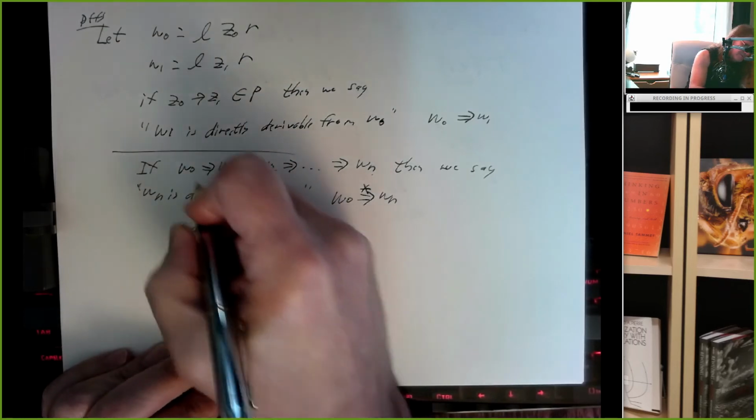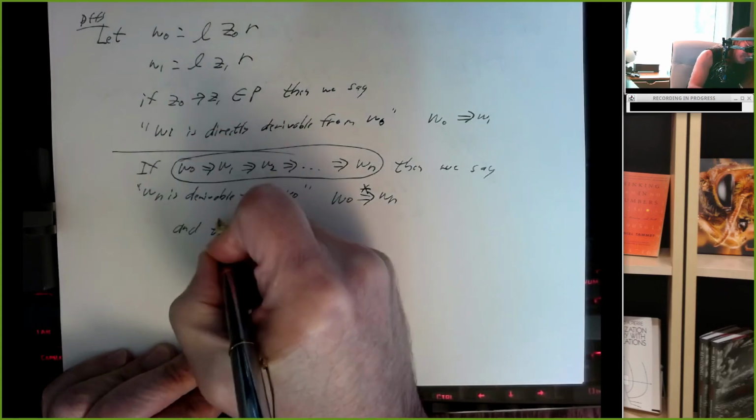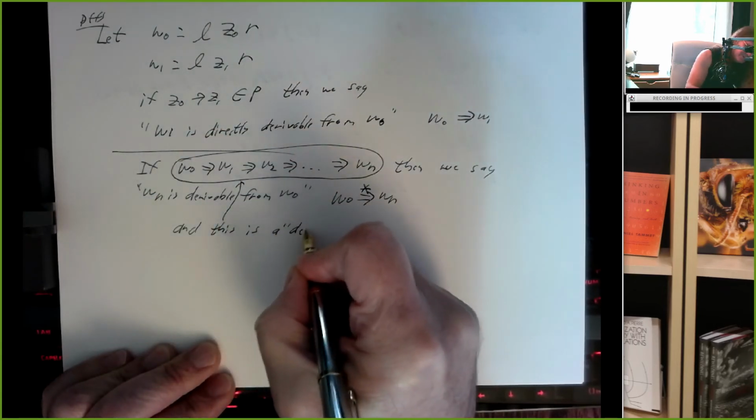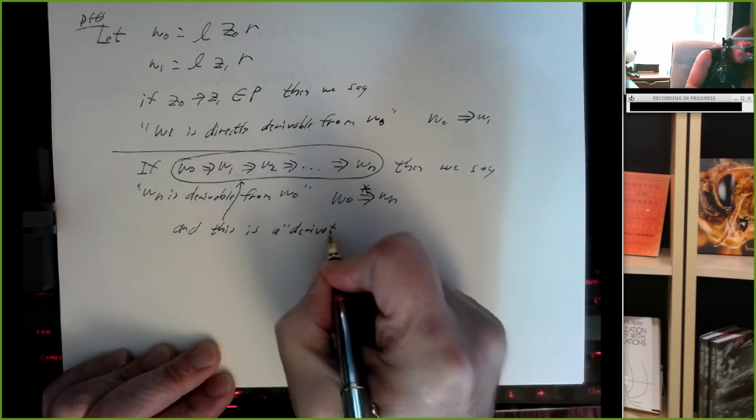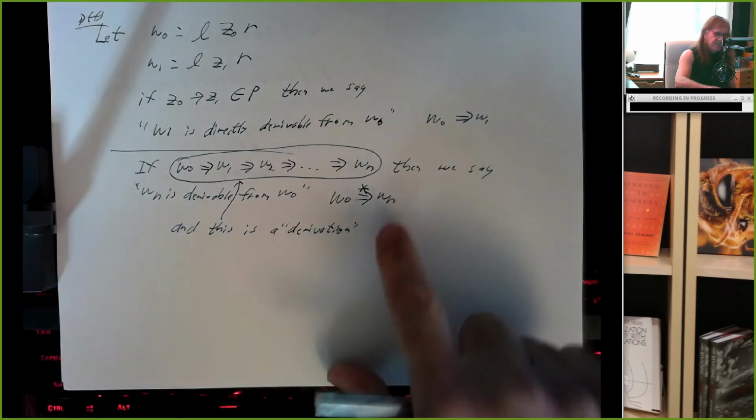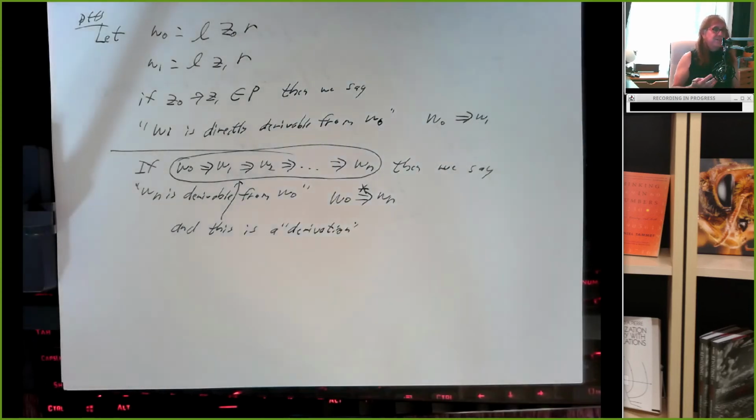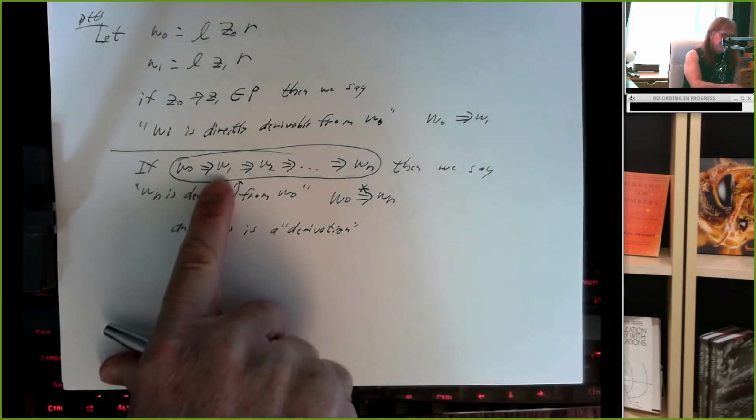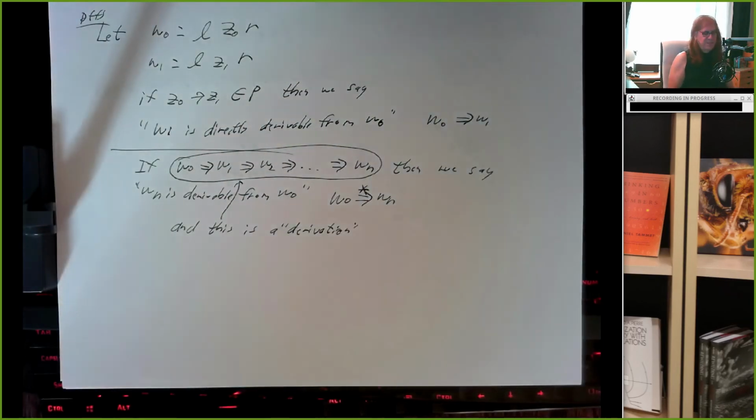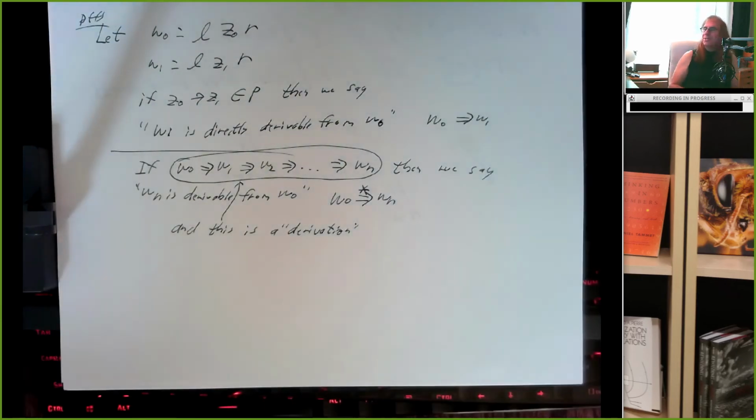And this is called a derivation. So to say this word is derivable from W0 means that there is a derivation, a sequence of directly derivable strings starting from W0 that ends with Wn. So we can start from W0 and apply a series of production rules and eventually get to Wn. That's all that that's saying.